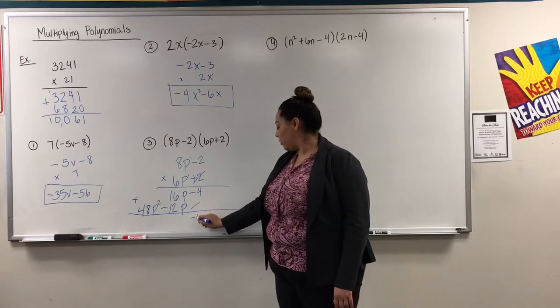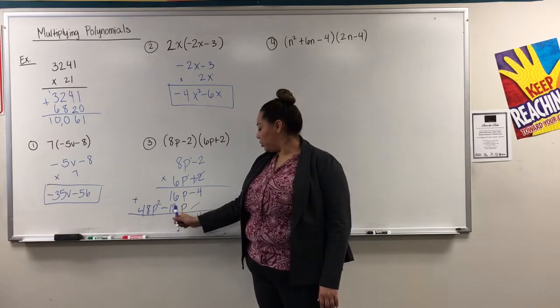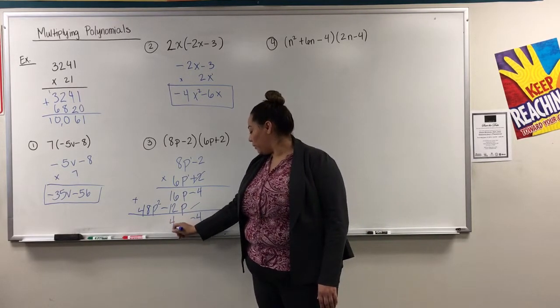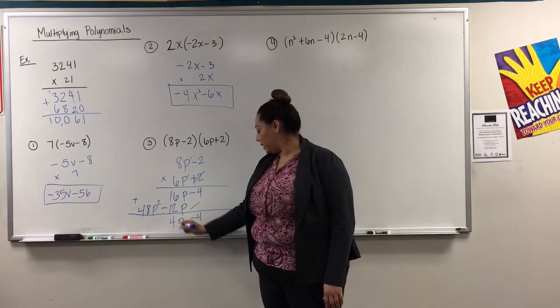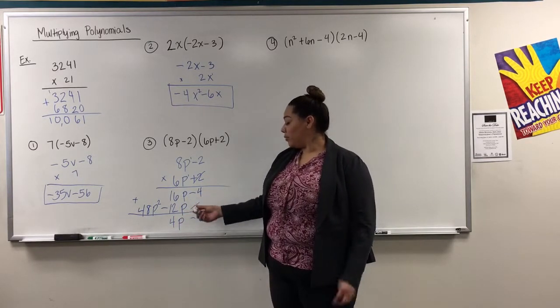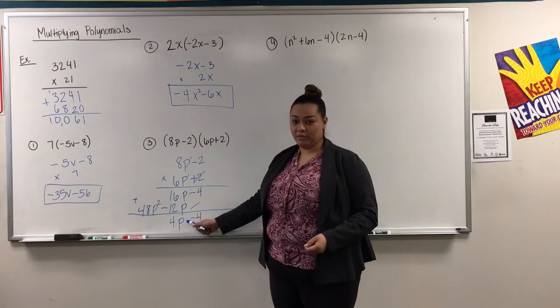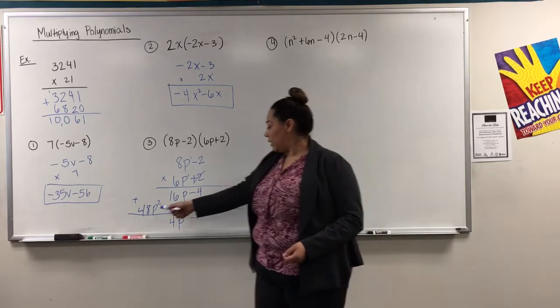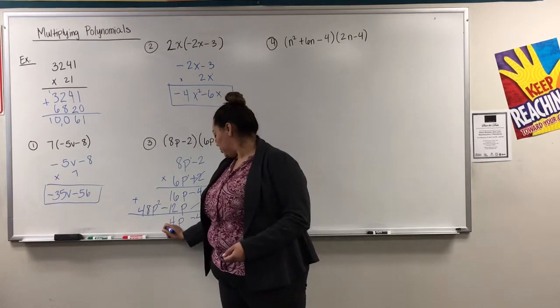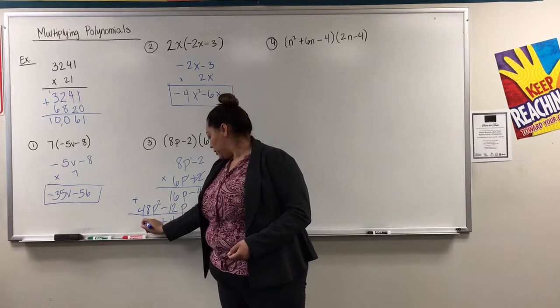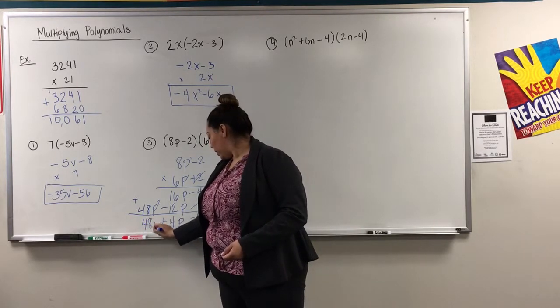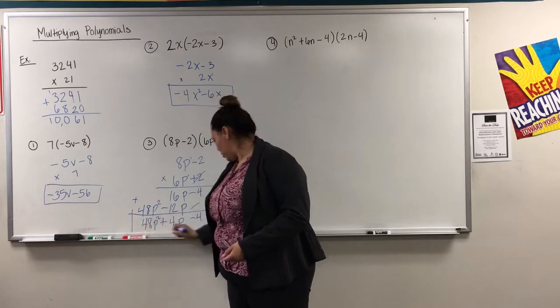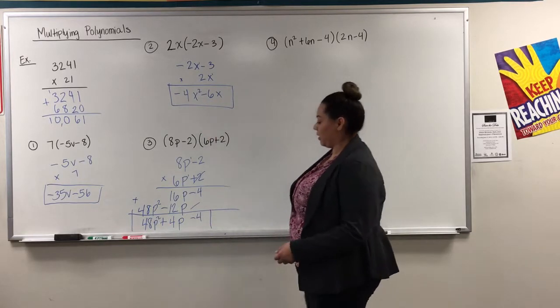So this will be negative 4. 16 minus 12 gives us 4. Since it's p, just bring the p down. Right here, we're not multiplying, we're just combining, so it's just p by itself. It won't be p squared. And then this one, we don't have nothing to combine it with. Oh, that should be a positive p. This one, just bring it down. So 48p squared. This right here will be our final answer for that one.